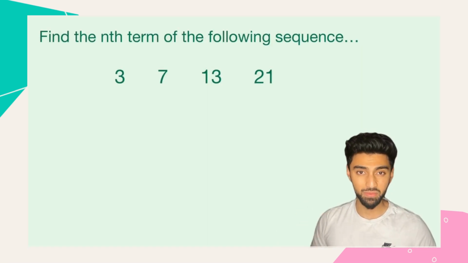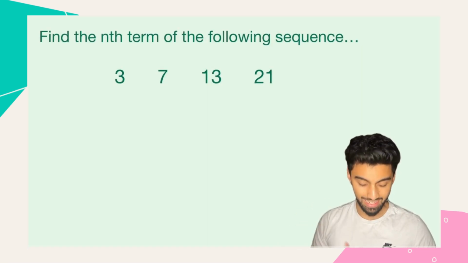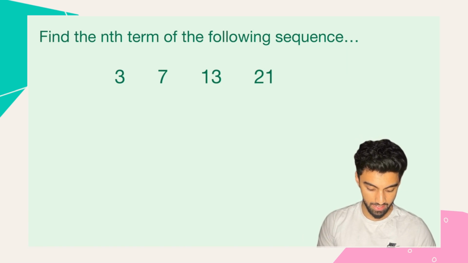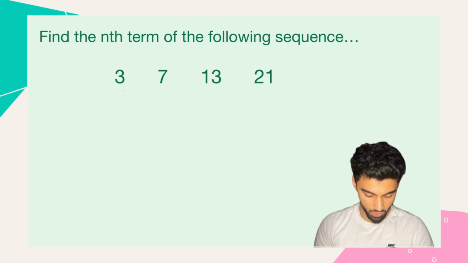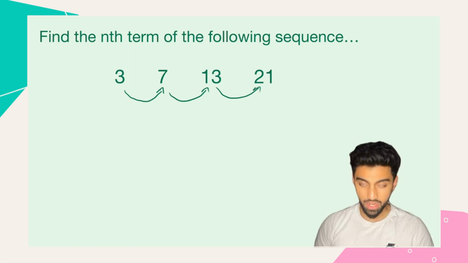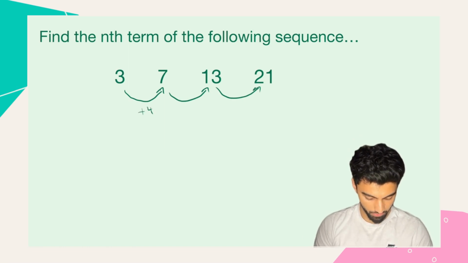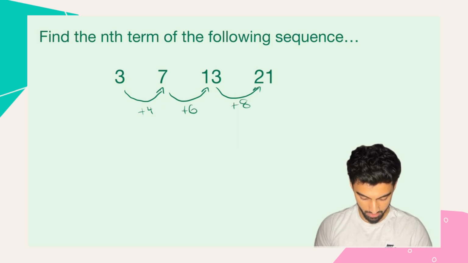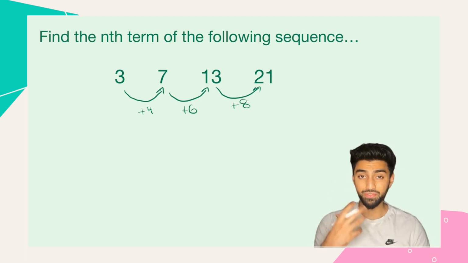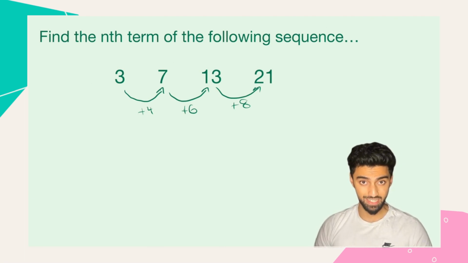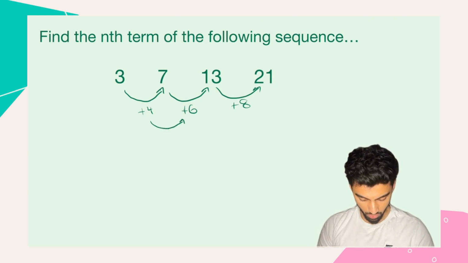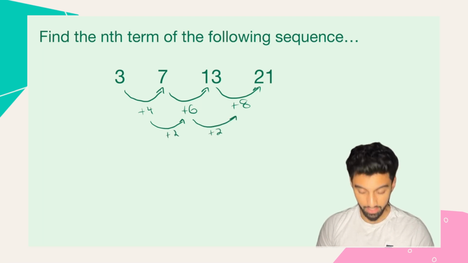Find the nth term of the following sequence, which reads 3, 7, 13 and 21. So the first step in any question to do with nth terms is to find the difference between each term. Now, as we can see, it's 4 for the first two, then it becomes 6, and then it becomes 8. Now the differences, the first differences, are irregular. This confirms that we're dealing with a quadratic sequence. Then we must find what we call the second difference. And here the answer is plus 2.